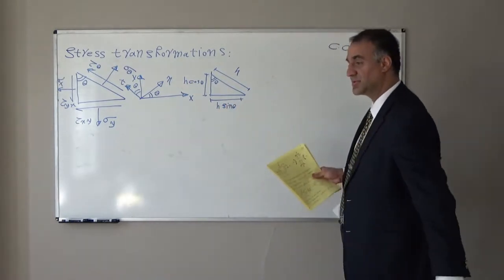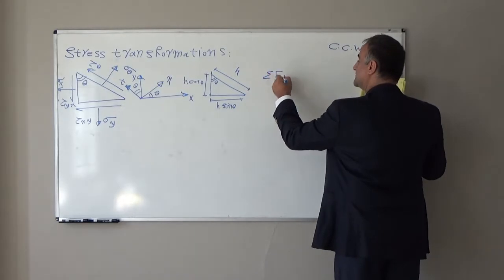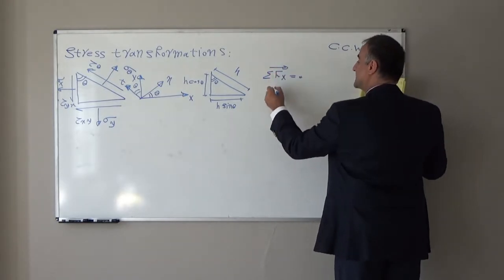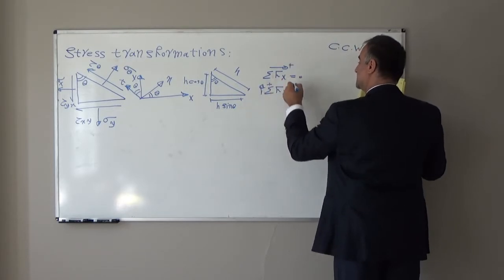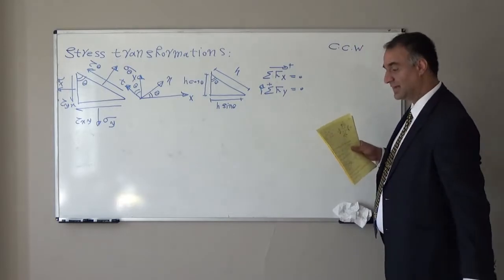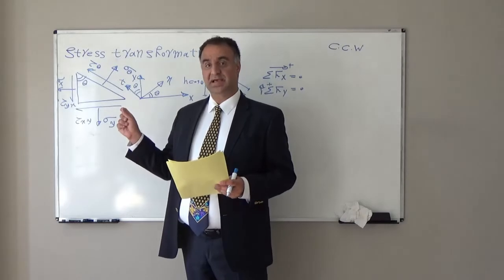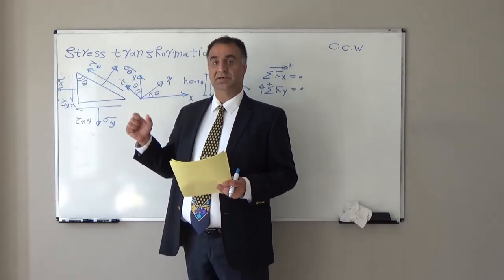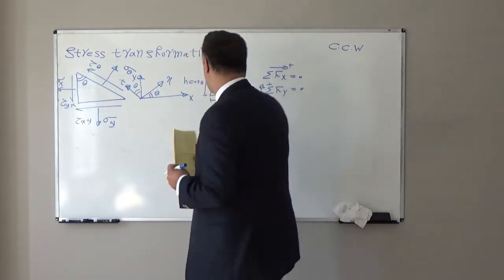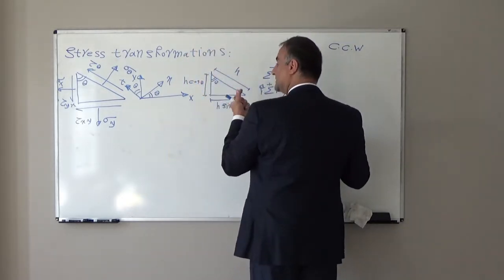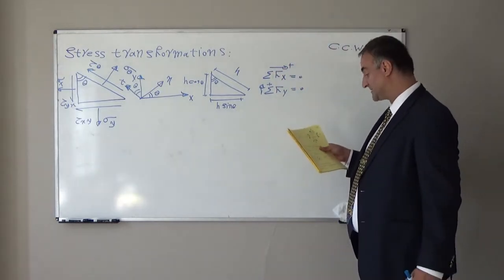If I write summation of forces in x direction is equal to 0, and summation of forces in y direction is equal to 0, let's see what we will have. And you know how we can find the force: stress times area will give us the force. And in order to have area, we will need the length of each side times the thickness perpendicular to the board. I assume the thickness is T.